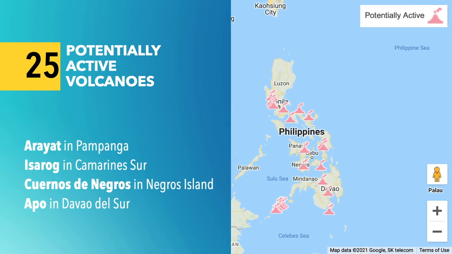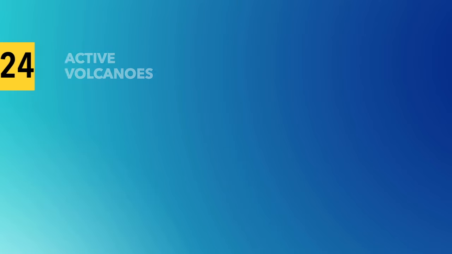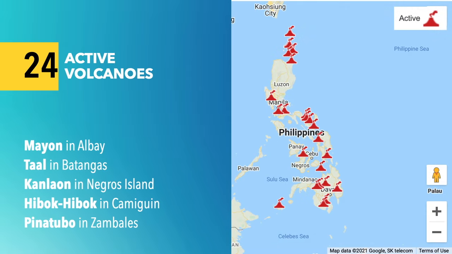We also have 25 potential active volcanoes. Examples are Arayat in Pampanga, Isarog in Camarines Sur, Cuernos de Negros in Negros Island, and Mount Apo in Davao del Sur. Finally, we have 24 active volcanoes in the Philippines. Examples are Mayon in Albay, Taal in Batangas, Canlaon in Negros Island, Hibok-Hibok in Camiguin, and Pinatubo in Zambales.